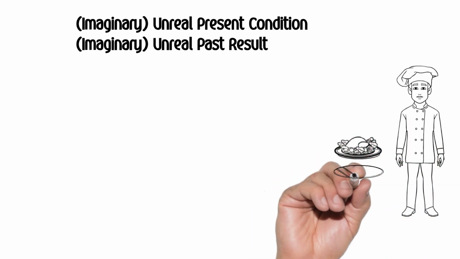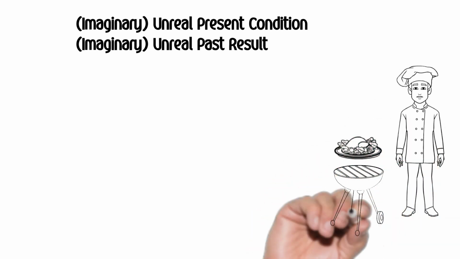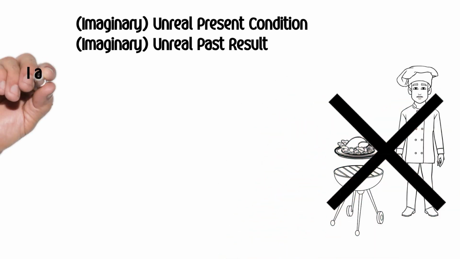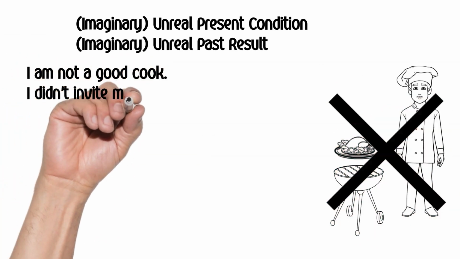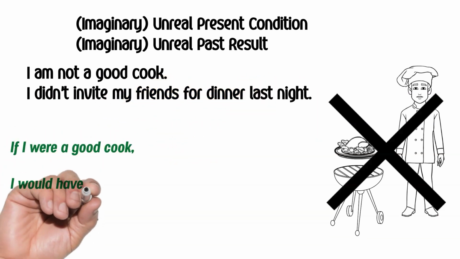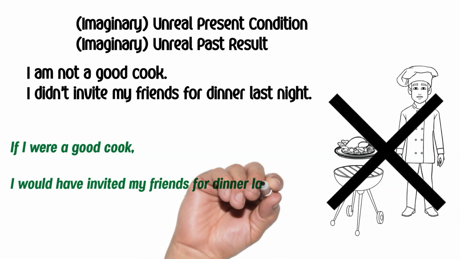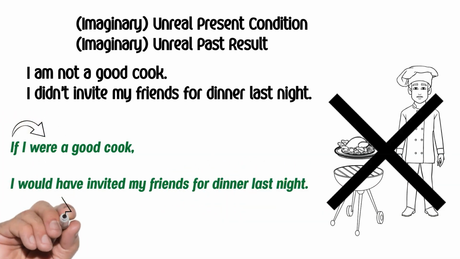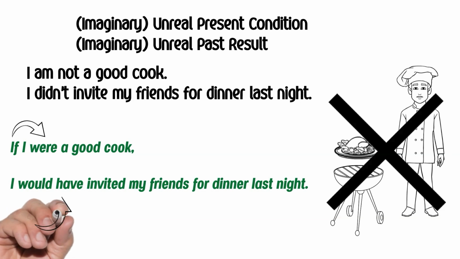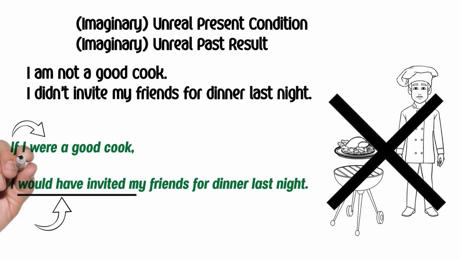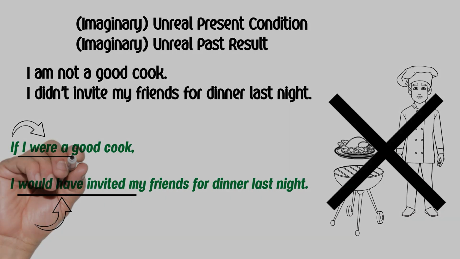For example, I'm not a chef. I'm not a good chef. I didn't invite my friends for dinner last night. If I were a good chef, if I were a good cook, I would have invited my friends for dinner last night. It is important to pay attention to the forms.